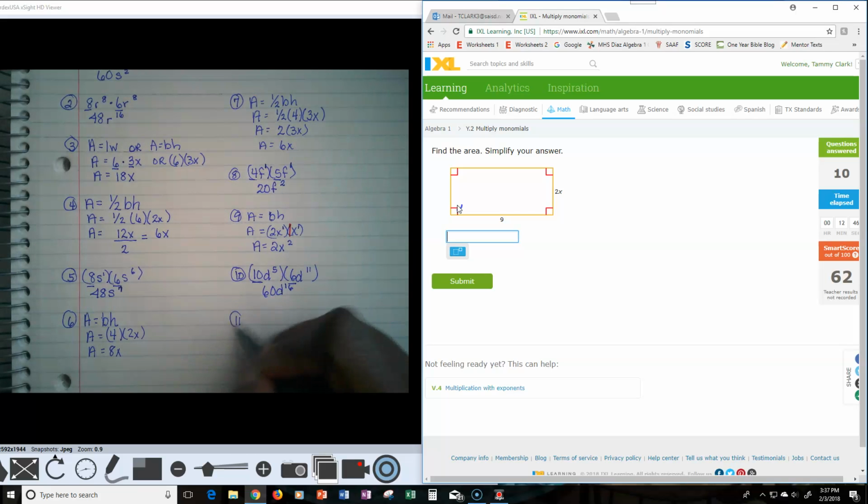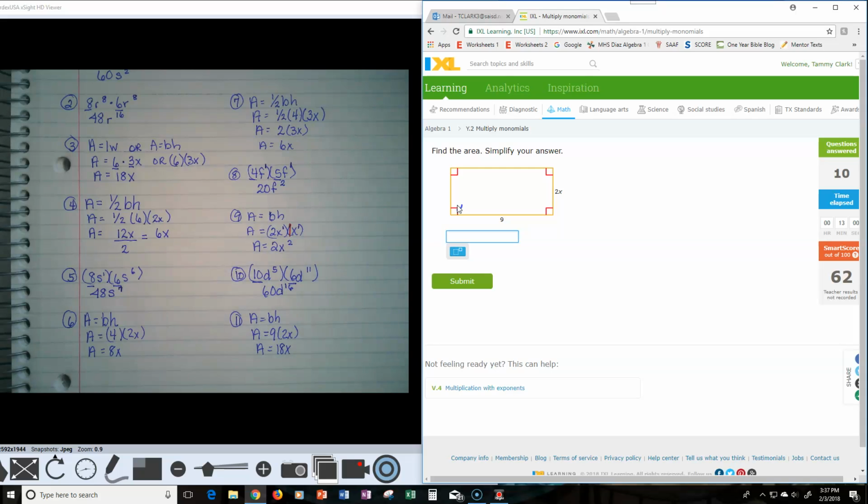Number 11, we have a rectangle. We're asked to find the area. So our area is equal to 9 multiplied by 2x. Area is equal to 18x.